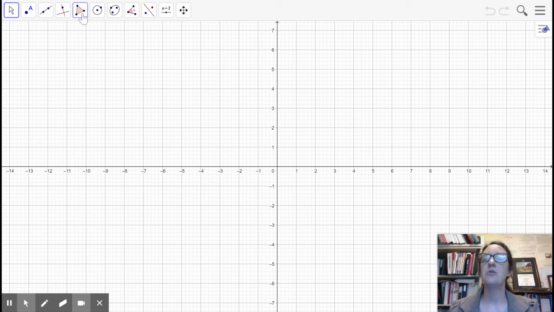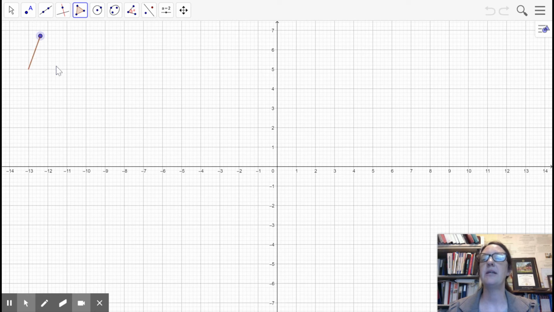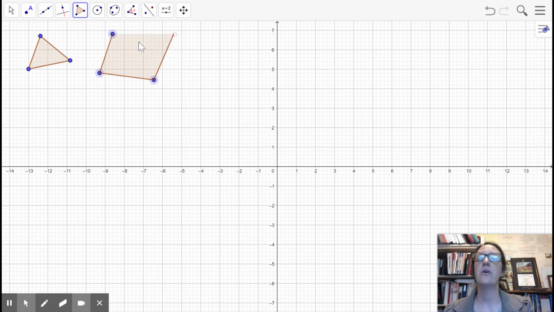First, we are going to draw a polygon with 3 sides. You probably already know the name of it. It is a triangle. Next, we'll draw a polygon with 4 sides. It is called a quadrilateral. You always have to go back to the first vertex and click on it to close it, because polygons are closed figures with straight sides, and they're 2-dimensional.